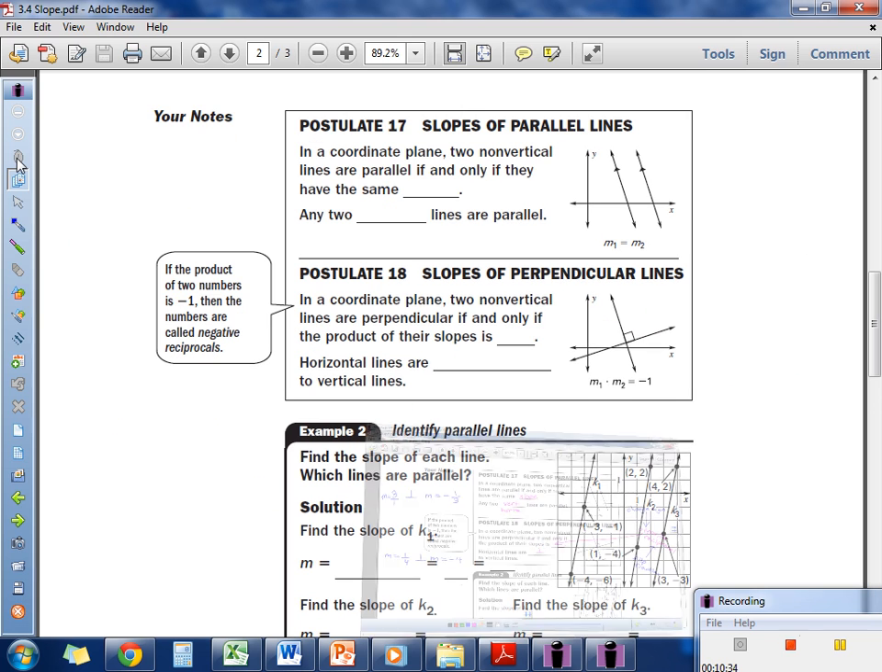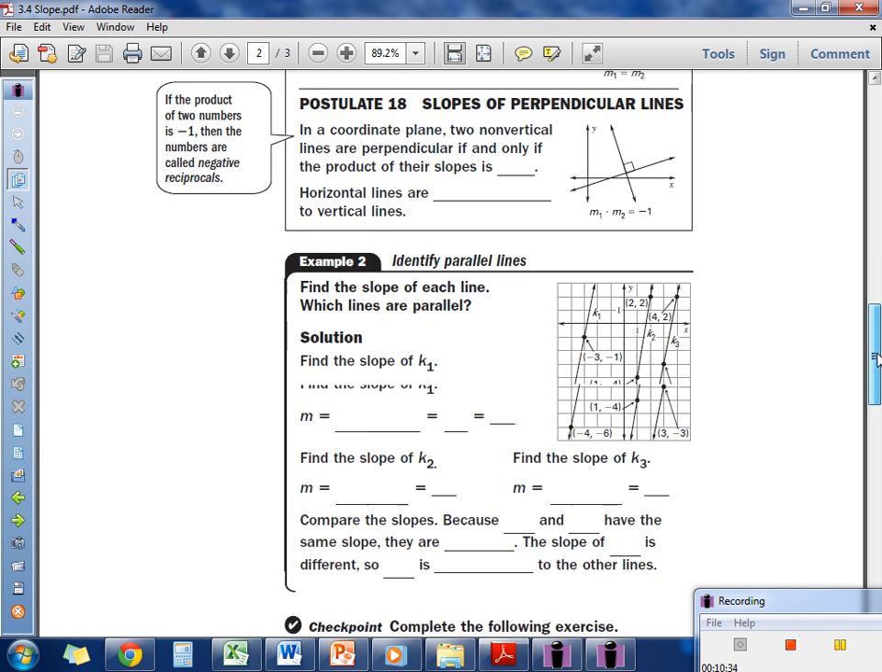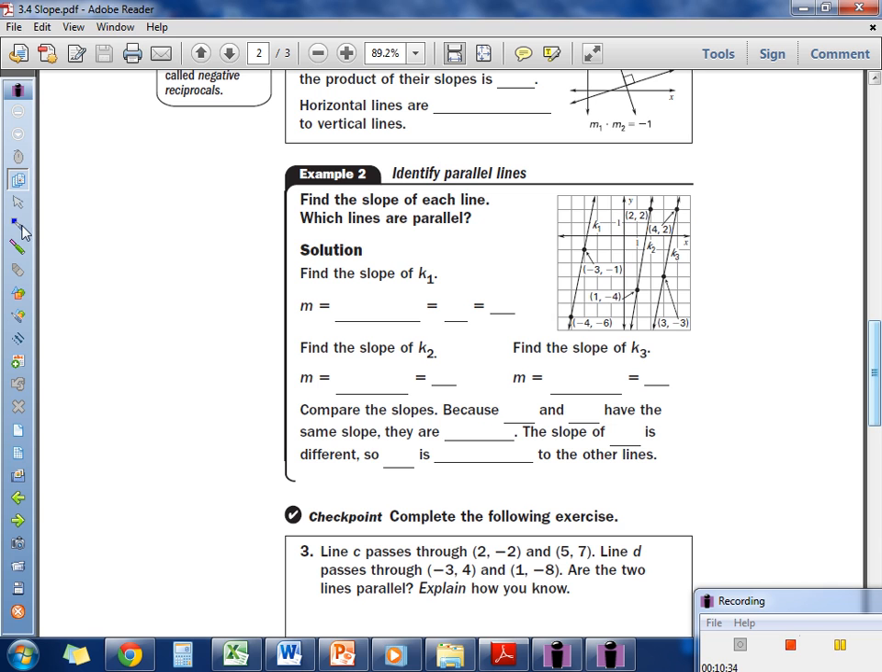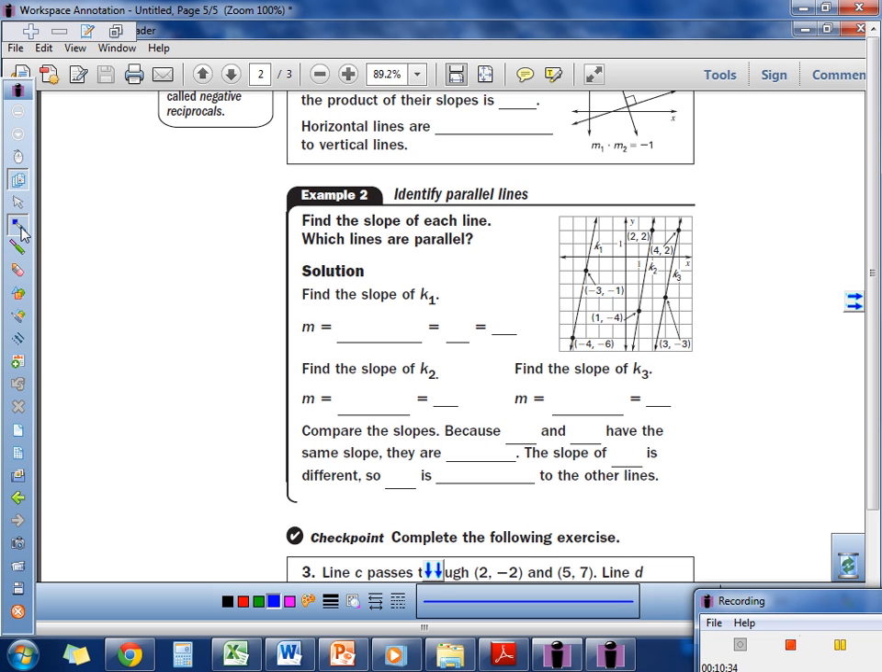So now let's look at example 2. We're going to put this in action. Find the slope of each line. Which lines are parallel? Now, I'm going to show you another method of finding slope. Whenever they give you a graph, I am perfectly fine with you counting. So remember, when you're counting the rise over the run, you have to do left to right. If you don't go left to right, you will not get this right. So once again, left to right.